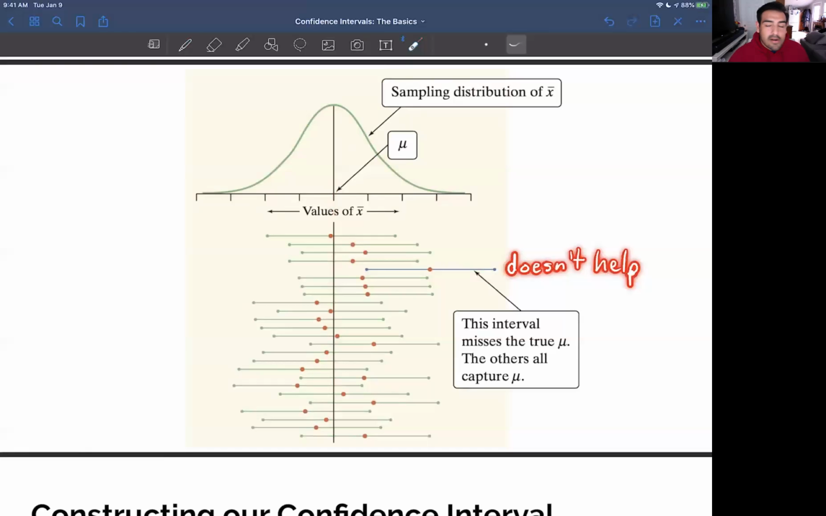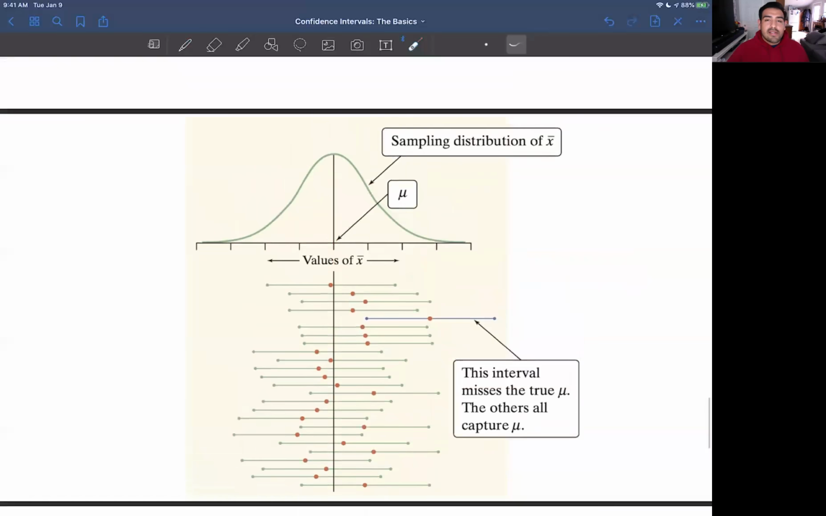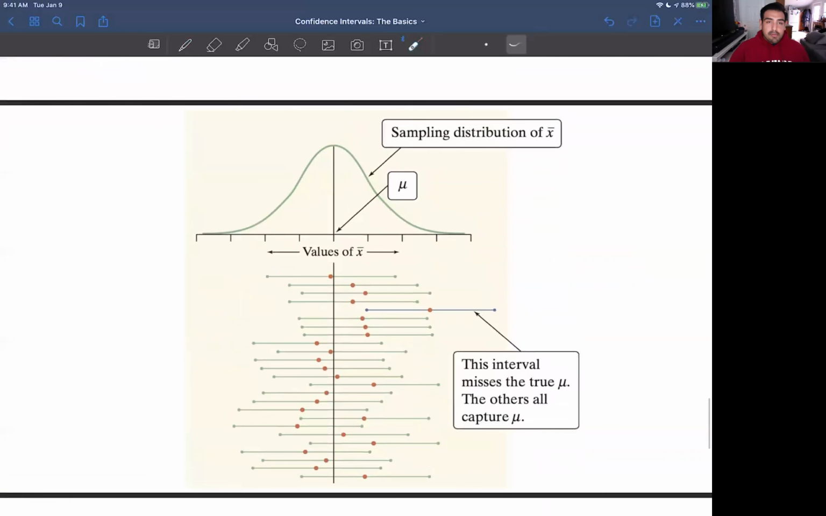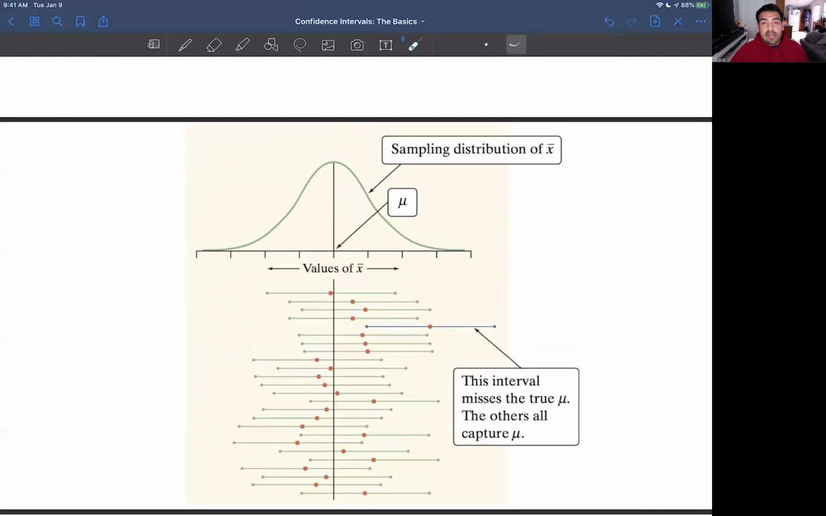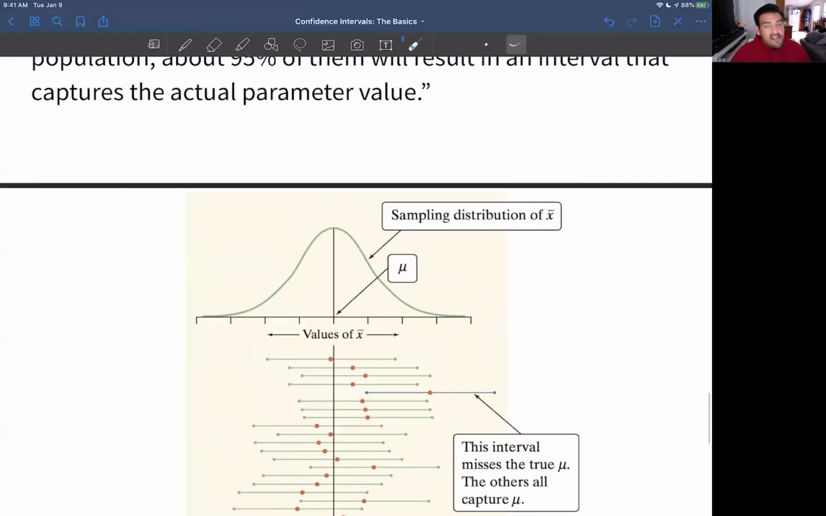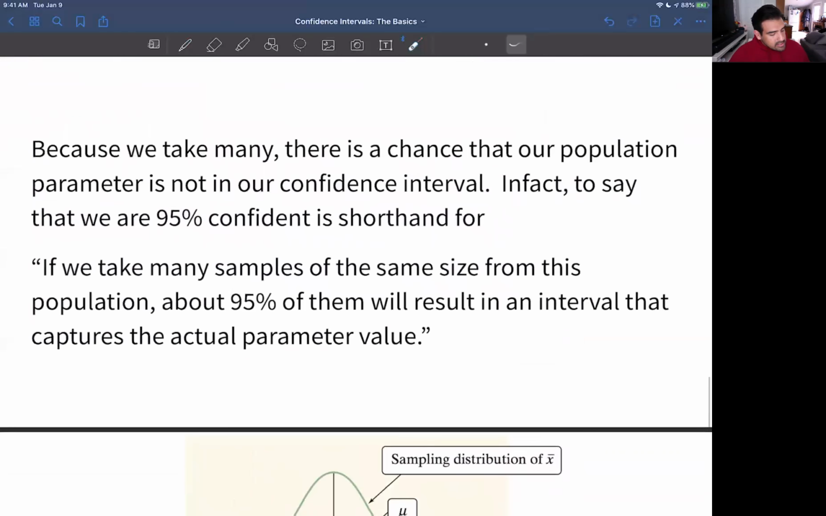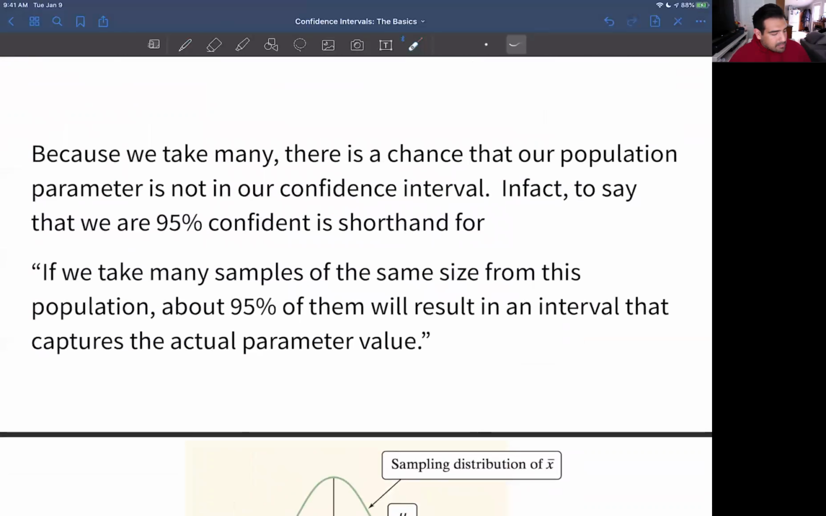In this case, or not proportion, mean, in this case, the average, right? So that's what our confidence level means, right? If I were to repeat this process, let's say 100 times, if I have a confidence level of 95%, that means 95% of the intervals that I make, of samples that I collect, will capture the true population parameter. 5% will not. So because we take many, there is a chance that our population parameter is not in our confidence interval. To say that we are 95% confident is shorthand for what I said earlier.